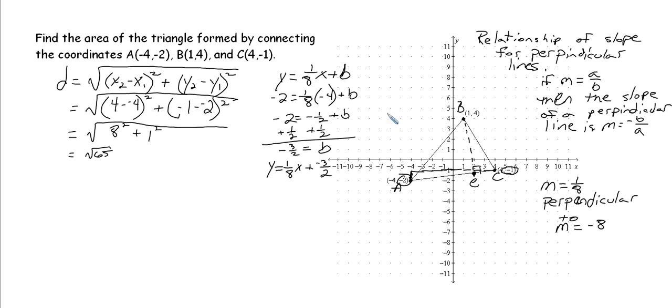The line that's perpendicular has a slope of -8 and passes through the coordinate (1, 4). So finding the second line, y equals -8x plus b. We're plugging in our coordinate (1, 4): 4 equals -8 times 1 plus b. Add 8 to both sides, and we find that our b in this instance equals 12.